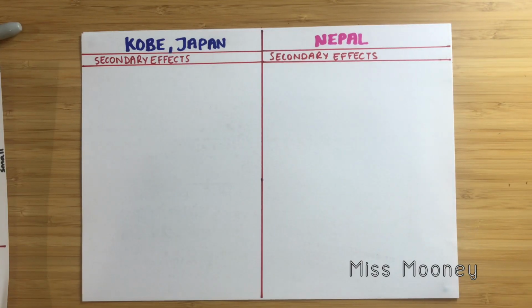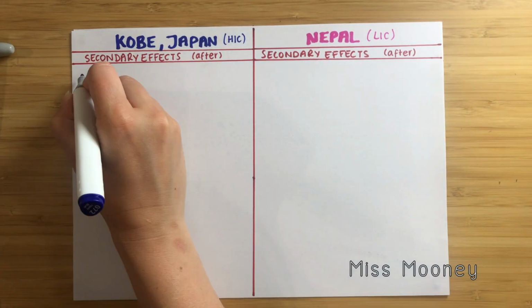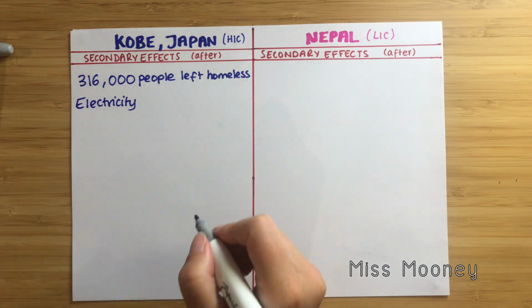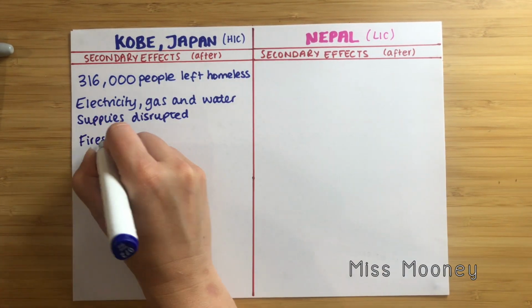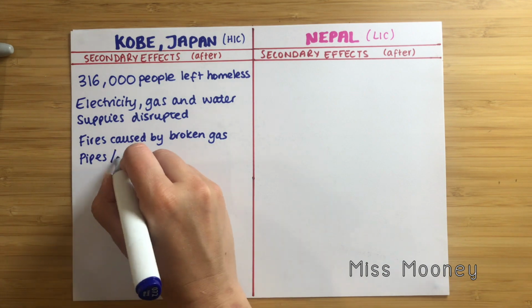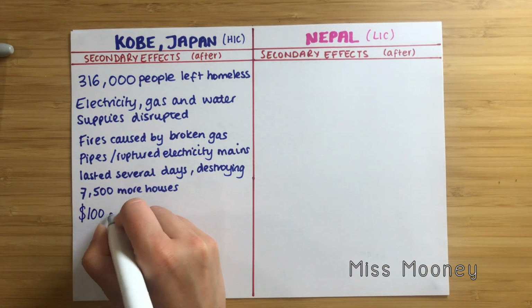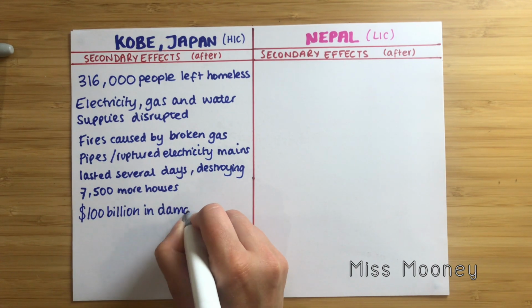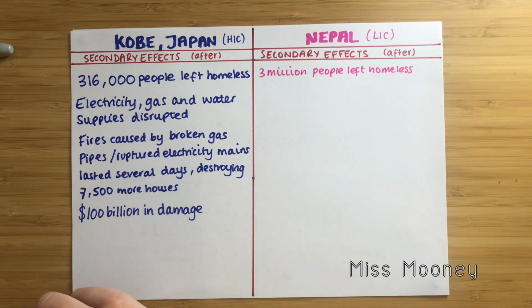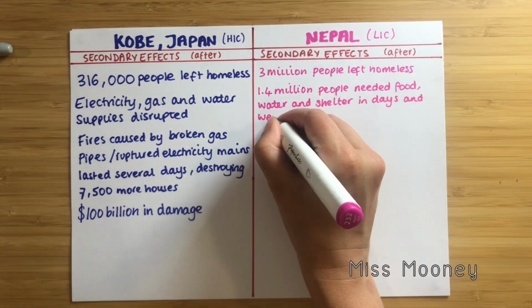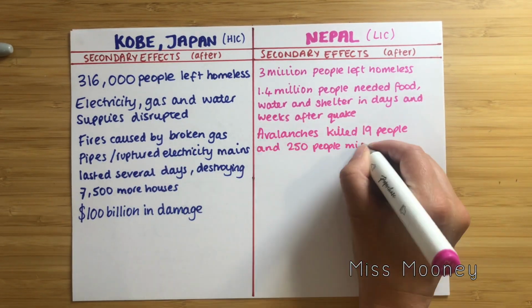So you've seen how I've done it for the background information and the primary effects. Now we're going to move on to the secondary effects, and you can make your cue cards yourself for this one, for your Japan case study and your Nepal case study. You can see the secondary effects on the left hand side for Japan, and then Nepal's secondary effects are on the right hand side. And try and think about why they are so different.